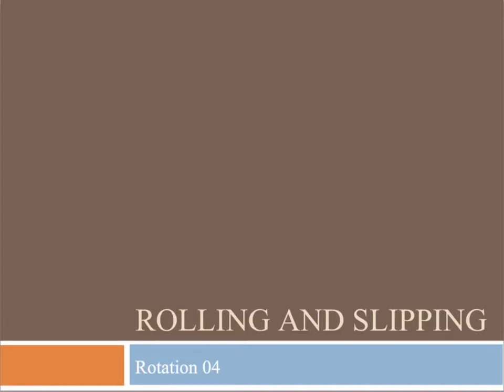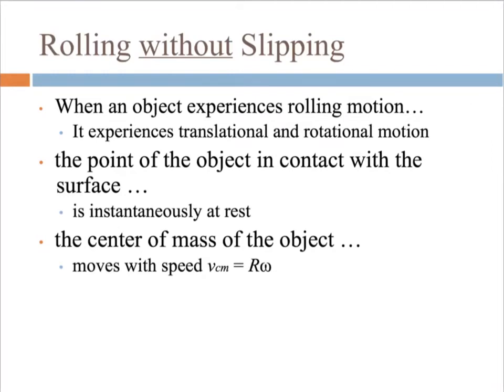This video covers rolling and slipping. In all the situations we've seen up until now, we've dealt with objects that were rolling without slipping. What that meant is that they were moving forward and rotating at the same rate that it was moving forward.